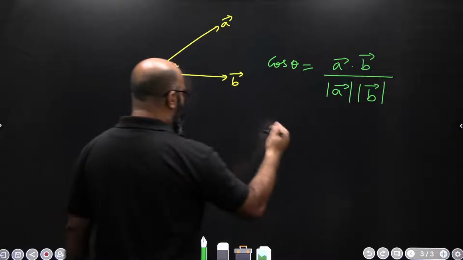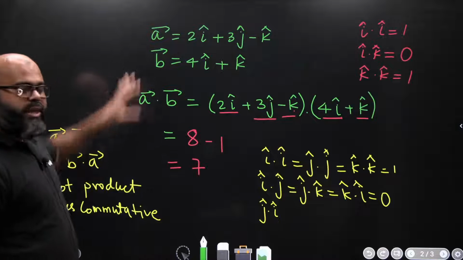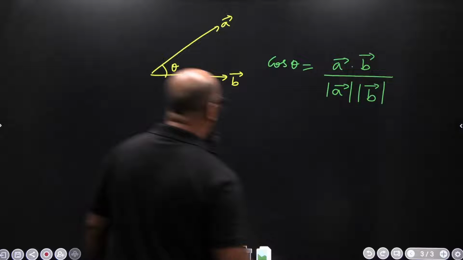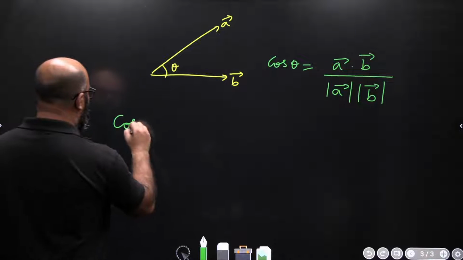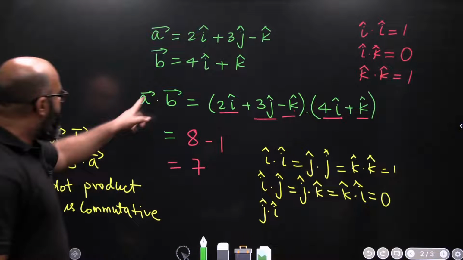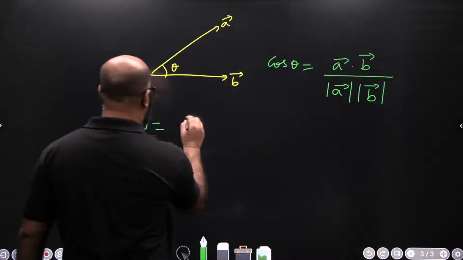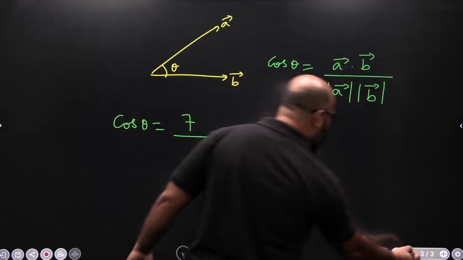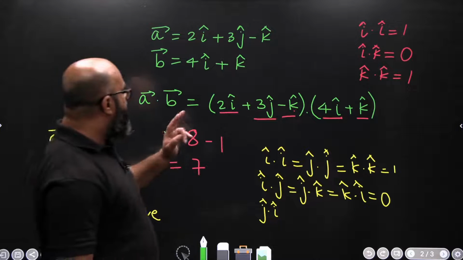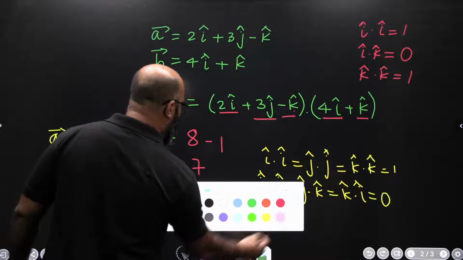Now if you take again the example which we have taken here, these two vectors, can you tell the angle between these two vectors? Cos theta would be equal to A dot B. Have we found A dot B? A dot B is equal to 7. So this would be 7 upon mod A mod B. Can we find mod A mod B? Of course we can.